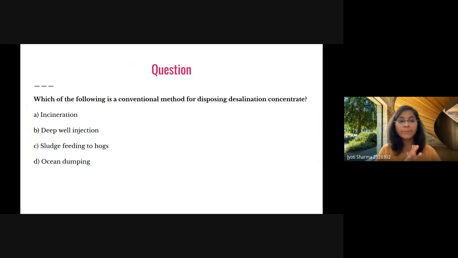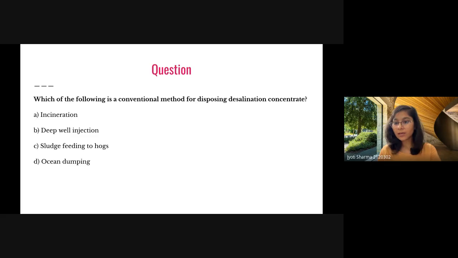that liquid part only. So which of the following is the conventional method for disposing desalination concentrate? Incineration, deep well injection, sludge feeding to hogs, ocean dumping. Because now we are talking about the liquid part of the sludge. For the solid part, a sanitary landfill is the most common. But if we do have that liquid part, and we have already done this desalination, what will we do with that liquid water?